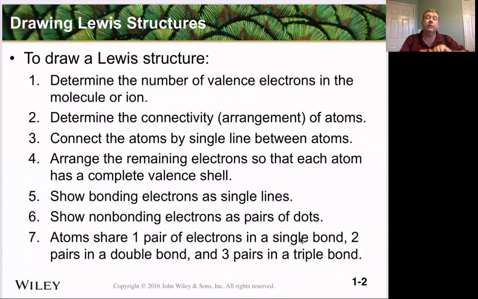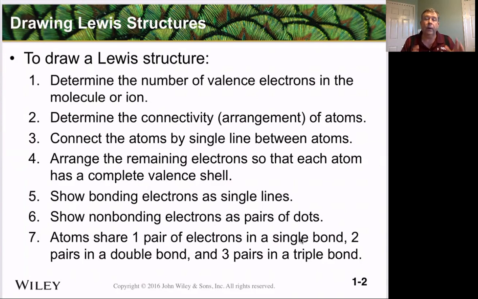Then we need to arrange the remaining electrons around each of the atoms so that it has a complete valence shell. For most of the atoms we're dealing with, like carbon, oxygen, nitrogen, and the halides, we're looking for a total of 8 electrons around each of those atoms to fill that valence shell. Occasionally we'll have more or less. For example, hydrogen only has 2, and things like sulfur and higher can have more. But for the most part, we're looking for 8 electrons around the atoms.